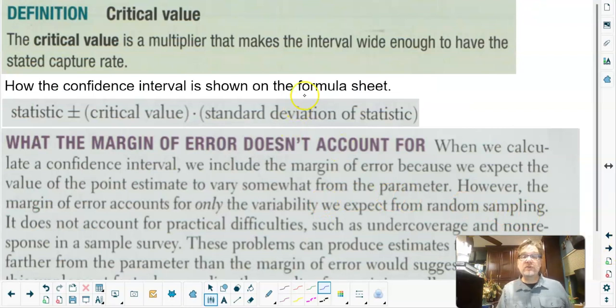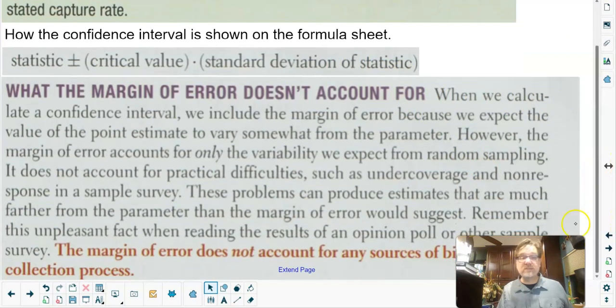So a critical value is a multiplier that makes the interval wide enough to have the stated capture rate. This is on your formula sheet. It says it like this. It's going to be whatever our statistic is, plus or minus our critical value, times the standard deviation of the statistic. So we are going to go over this more in the next part of our chapter, but we're going to get to that. Okay?